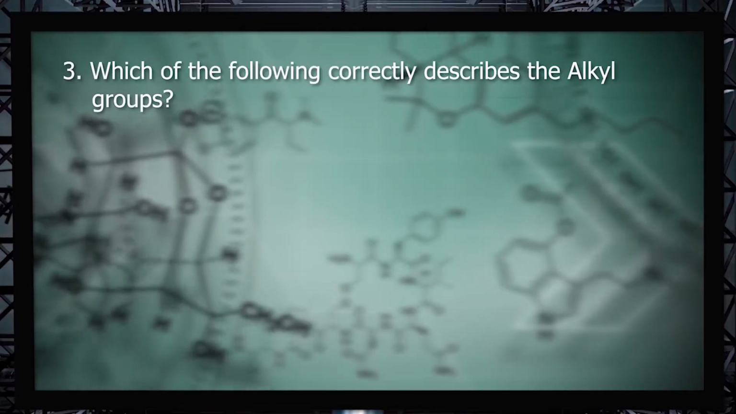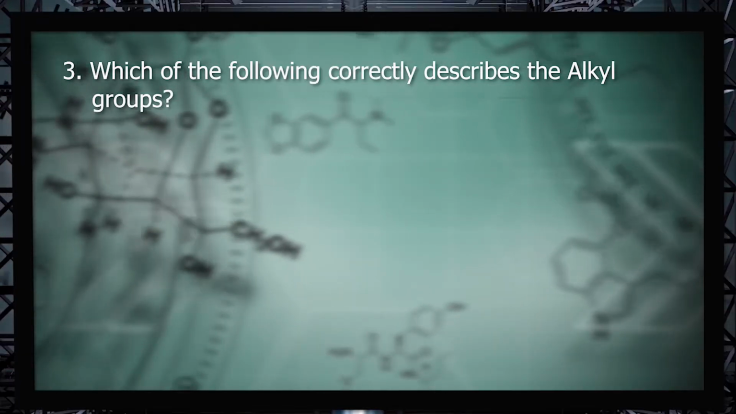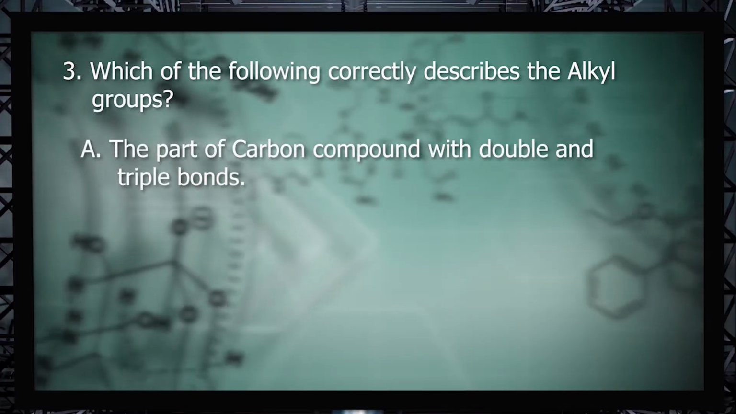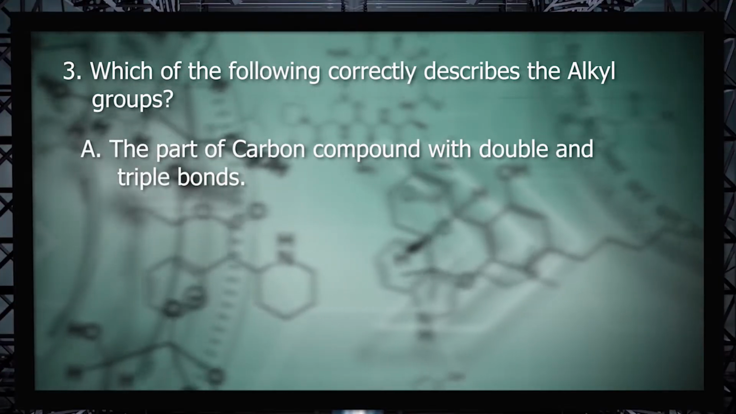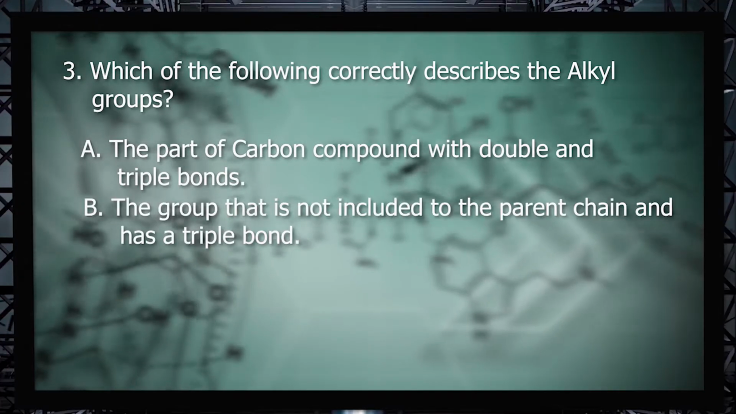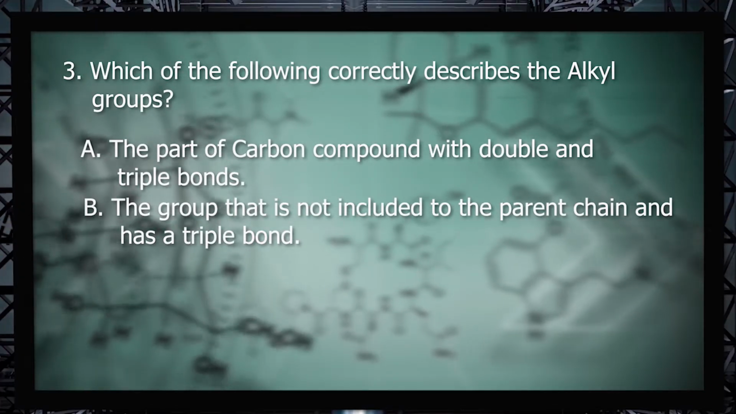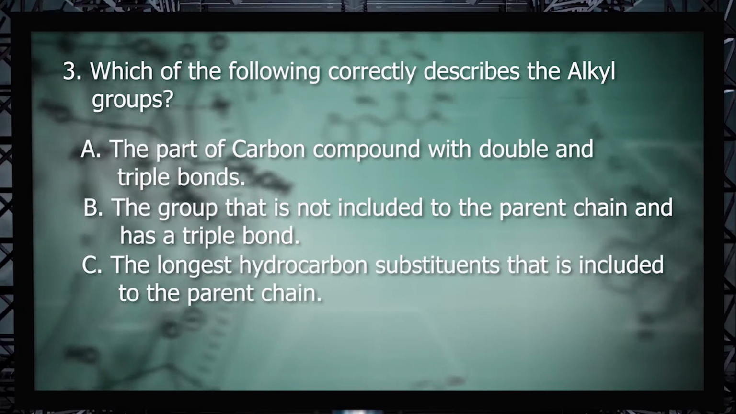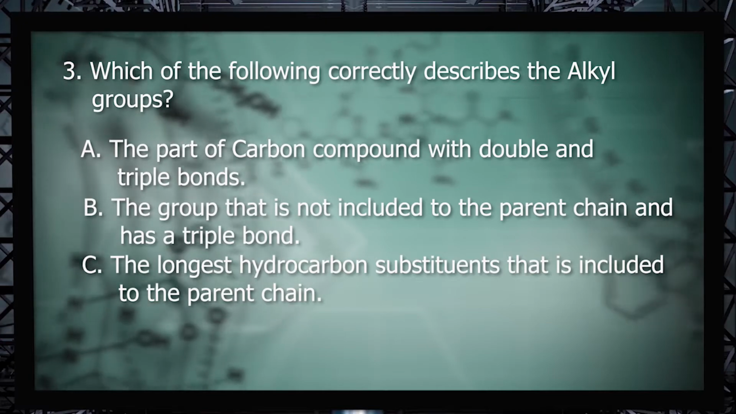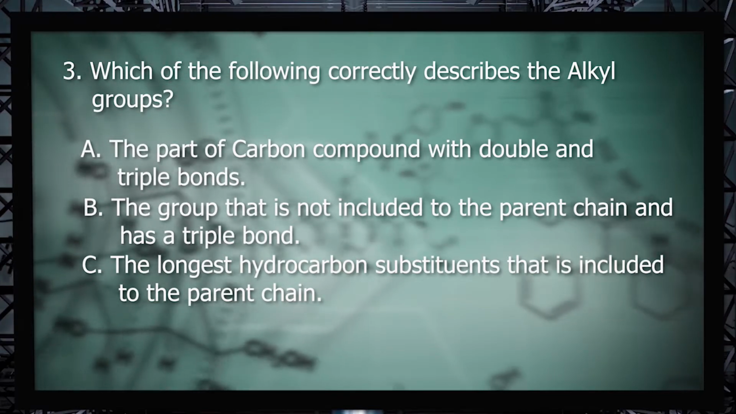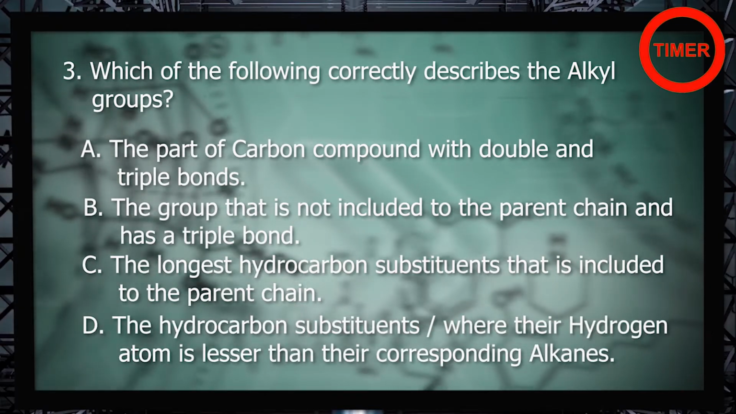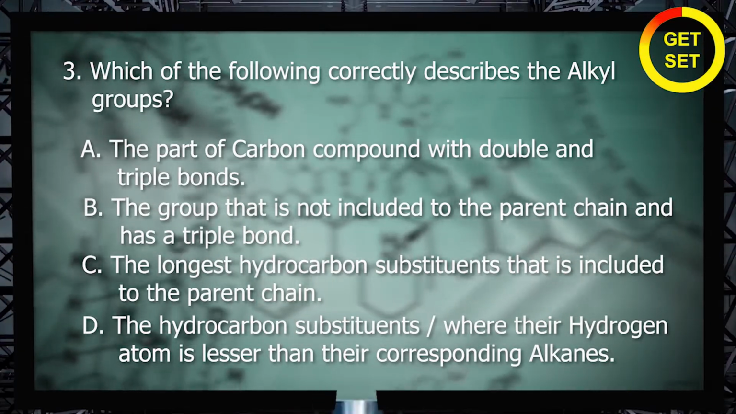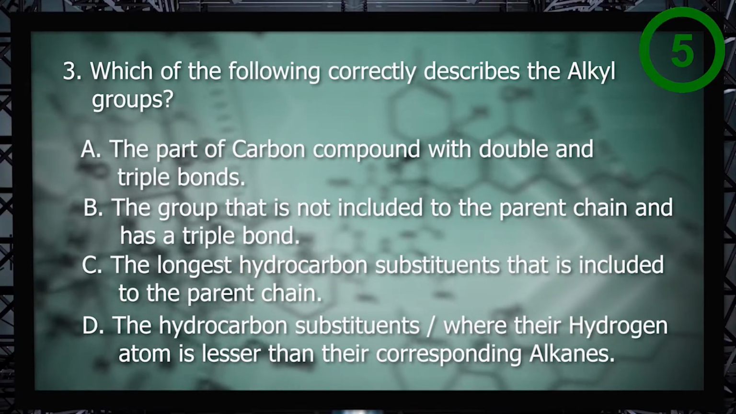Number 3. Which of the following correctly describes the alkyl group? A. The part of carbon compound with double and triple bonds. B. The group that is not included to the parent chain and has a triple bond. C. The longest hydrocarbon substituents that is included to the parent chain. And D. The hydrocarbon substituents where their hydrogen atoms is lesser than their corresponding alkanes.